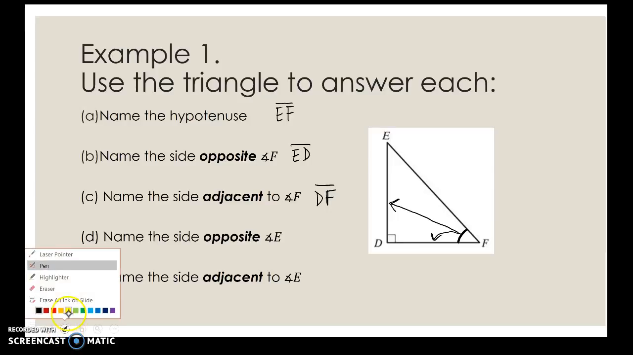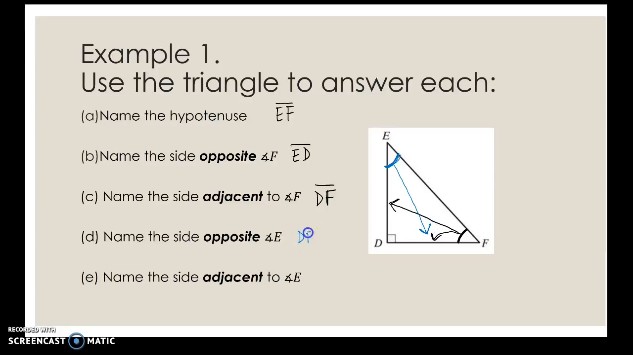If I change the placement of the marked angle, so now I look at E, the side opposite of angle E is now DF, and the side adjacent to, or next to, angle E would be the side DE.